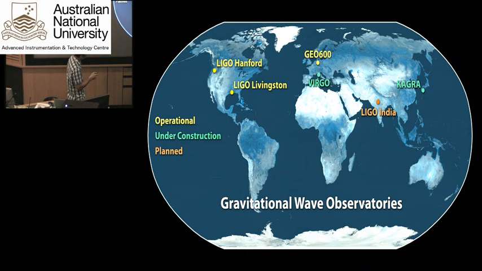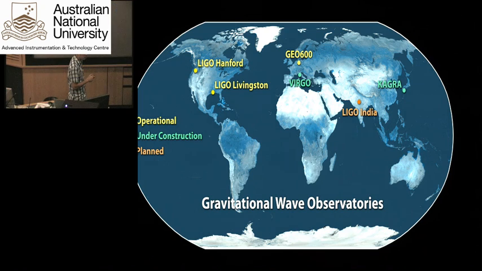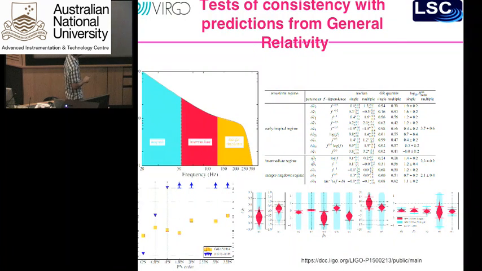Kagra is a Japanese detector being built in a mountain, so they've finished excavating the 3-kilometer tunnels in the mountain, and they're putting in the vacuum tubes and putting in some optics. LIGO India is literally a LIGO interferometer, which we will install in India, and that was just approved by the cabinet of India 2 days ago, or maybe it was yesterday. So it actually looks like it will happen. So that's very exciting. And the last thing you may be interested in is tests of consistency with general relativity.